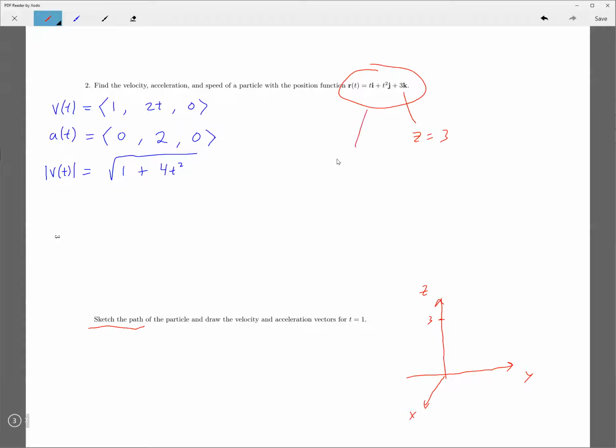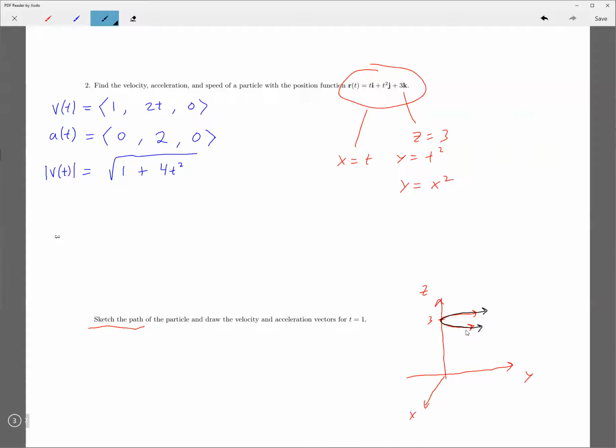Then over here we have x is t and y is t squared. So t is equal to x, so we plug in that t there, and we get y equals x squared. So that's going to be a parabola. It's going to be in the plane z equals 3, entirely contained in there.